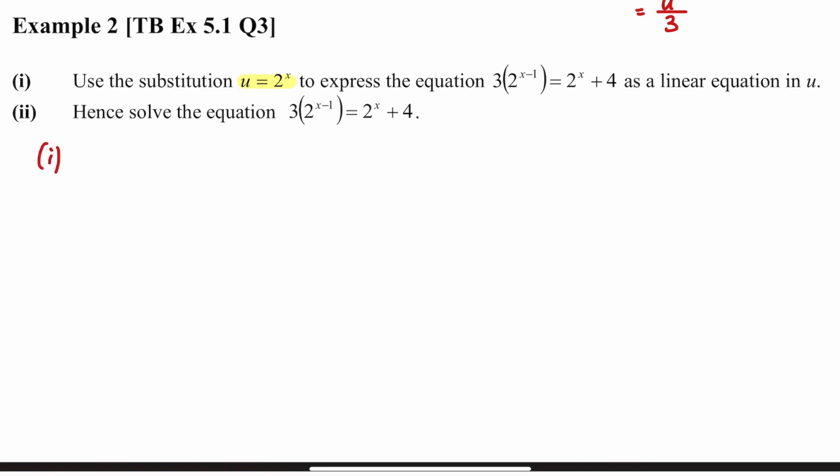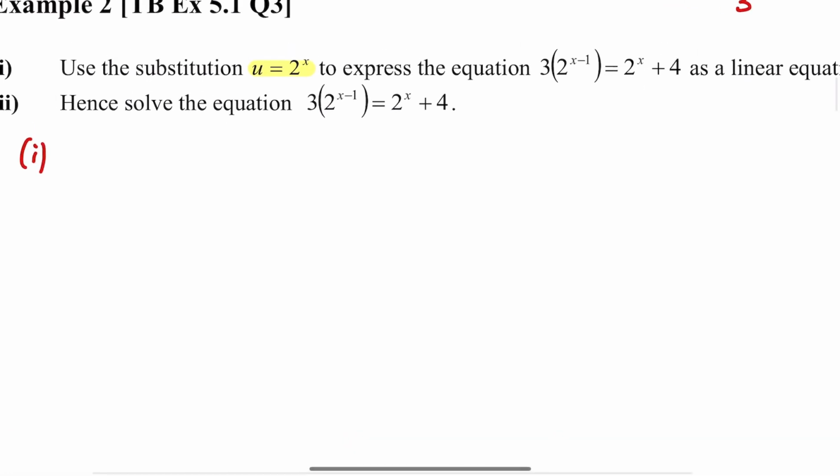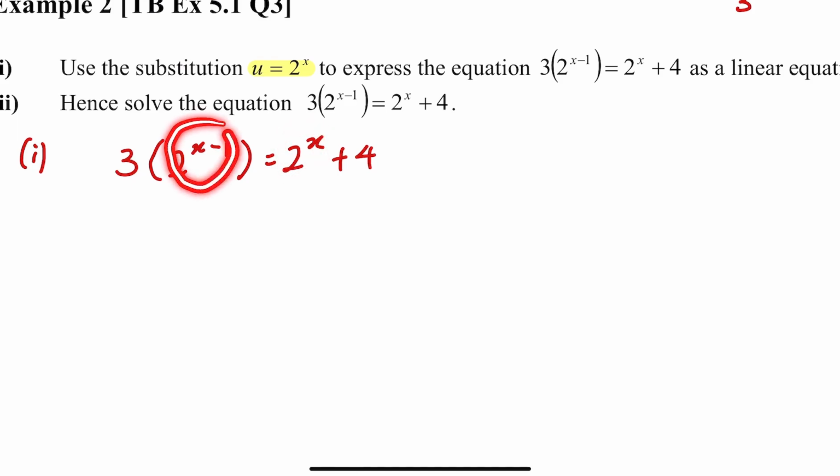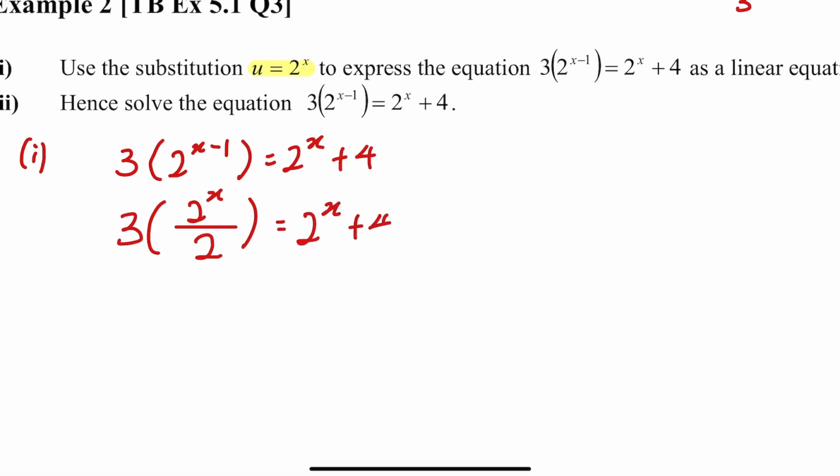I write out the equation here first so that we don't get confused. 3 times 2^(x-1) equals 2^x + 4. Now I see I can get a u here. I must do something first to make it easier. What I can do is break apart these indices. 3 times 2^x divided by 2, equals 2^x + 4.